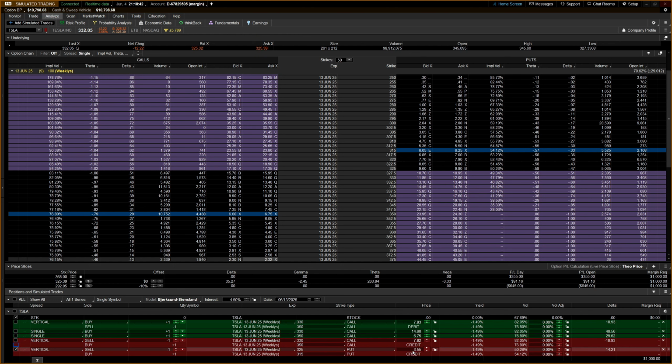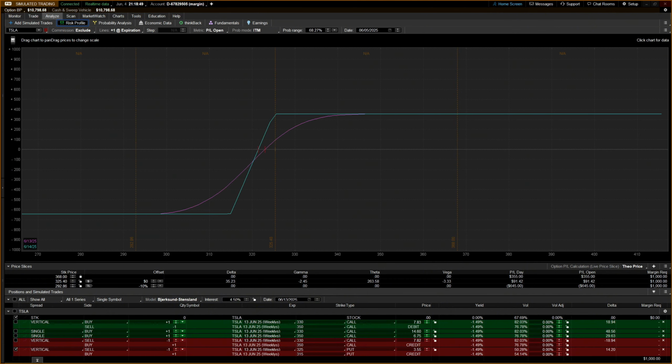Again, you're going to collect money. So you're going to collect $3.55. That is your max profit. That is the max amount that you can win here. And your max loss is going to be 10 points. It's a 10-point spread minus your 355. So you're looking at 645 as your max loss, right? And with a bull put spread, you want Tesla to remain above your short strike.